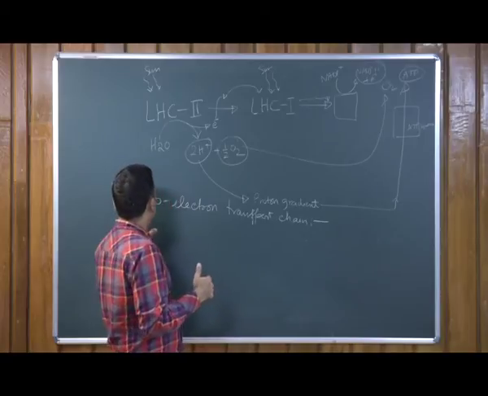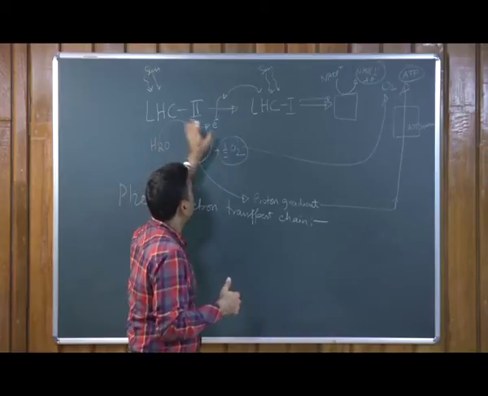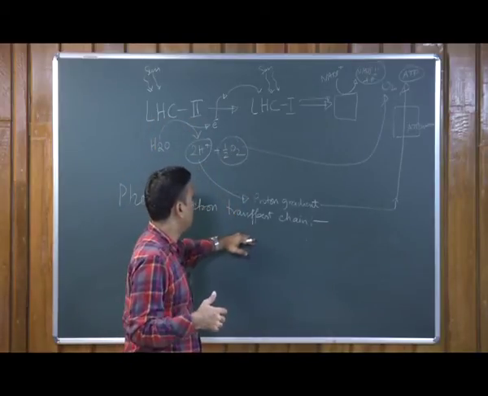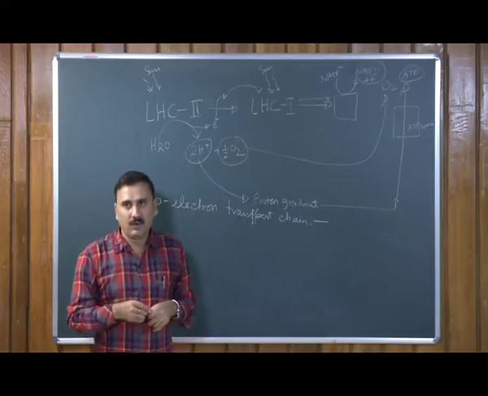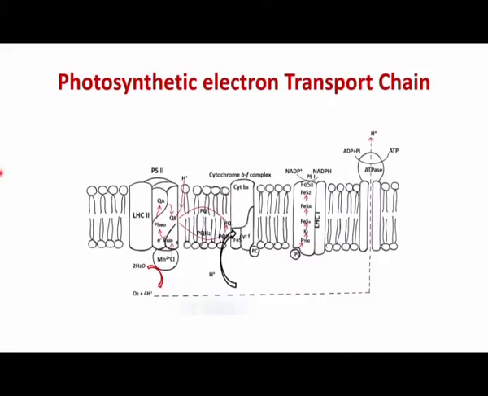So, let us see how the electron transfers from the light harvesting complex 2 to light harvesting complex 1 in a sequence of reactions known as the photosynthetic electron transport chain. So, as you can see on the given PowerPoint slide, we have shown the complex photosynthetic electron transport chain, where you have two complexes, light harvesting complex 2 and light harvesting complex 1, and all these complexes are present in the thylakoid membrane.